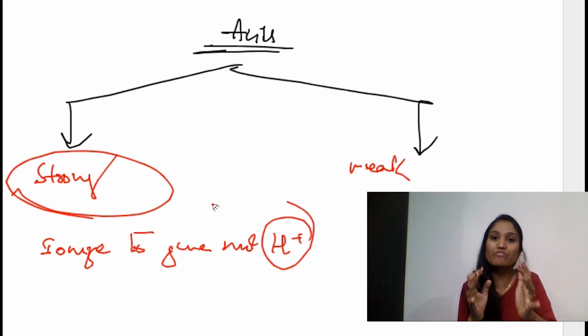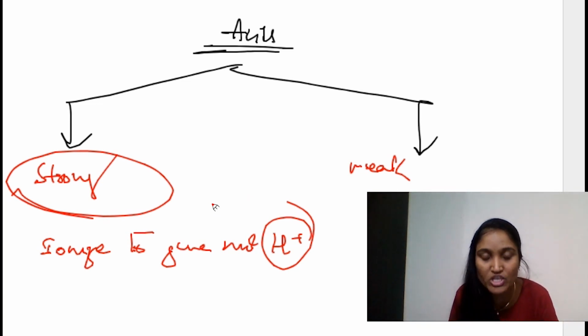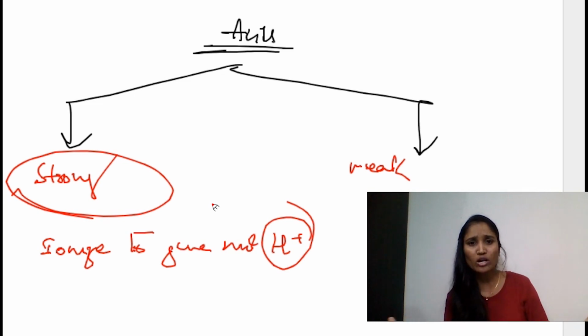What is a concentrated acid? Which has more amount of acid. What is a strong acid? Which can give you more H plus ions. Both are entirely different. Are we clear with this difference? Can you make an acid a strong acid?